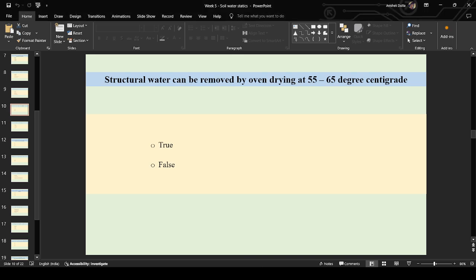Yes. Structural water can be removed by oven drying at 55 to 65 degrees centigrade. Is this statement true or false? Just a small hint, a similar kind of question has already been discussed in one of the previous problem solving sessions.